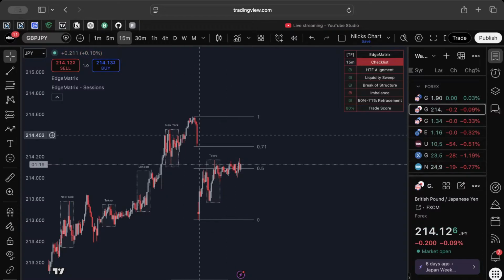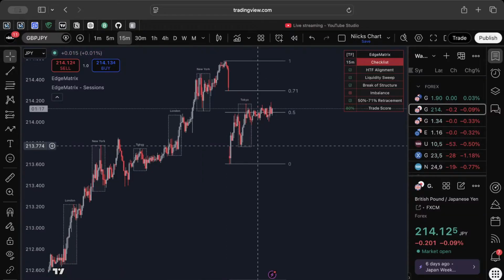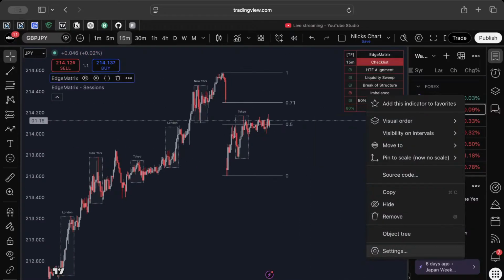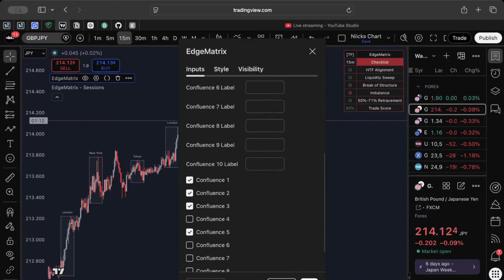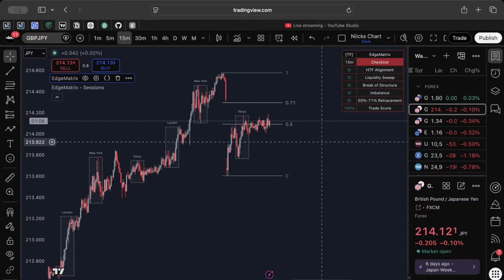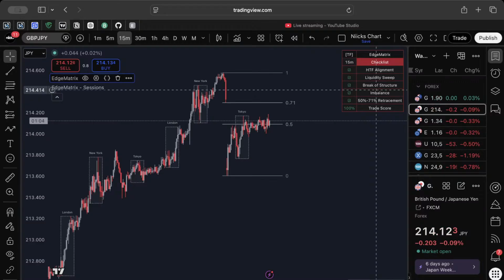We have imbalance. We have higher time frame alignment expecting that pullback. So obviously, all we need is that 50% retracement, which we have. So they would all be checked off, and it'd be a 100% trade score for sells, at least based off my confluences and the things I look for. Again, this is what I look for. I may add, I may take away.